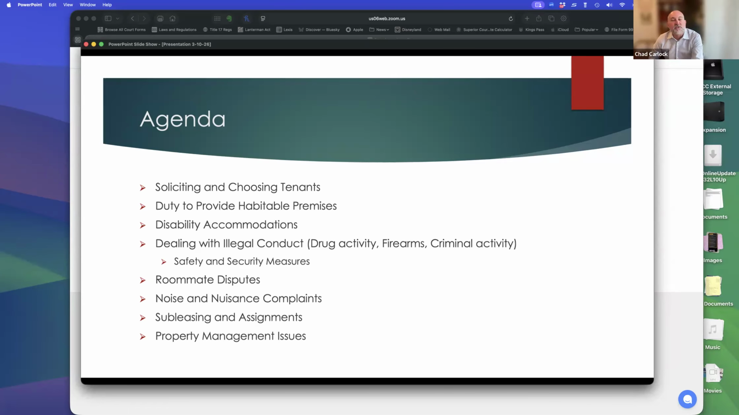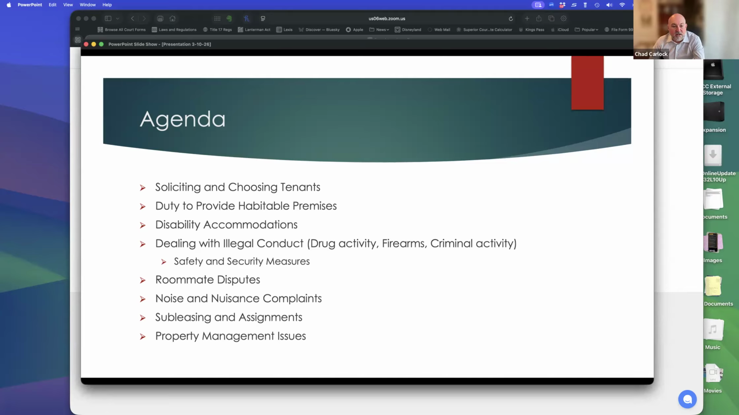Disability accommodations, which could be an entire presentation all to itself as well. What they are, how to process them, what you are and aren't required to do. That also includes not just physical modifications, but also service animals, emotional support animals, all sorts of issues that arise in terms of considering and responding to requests for accommodations.